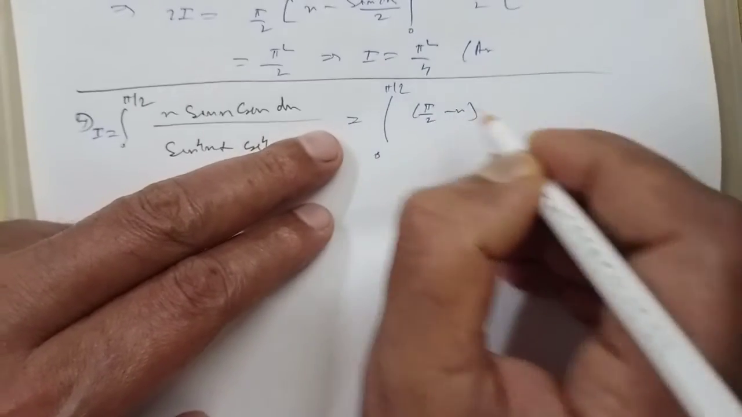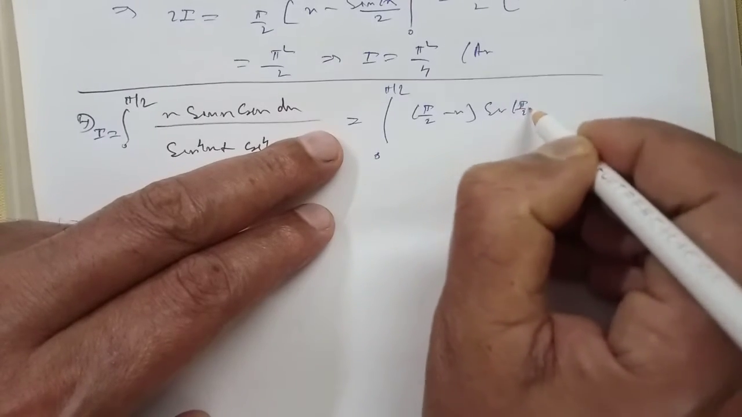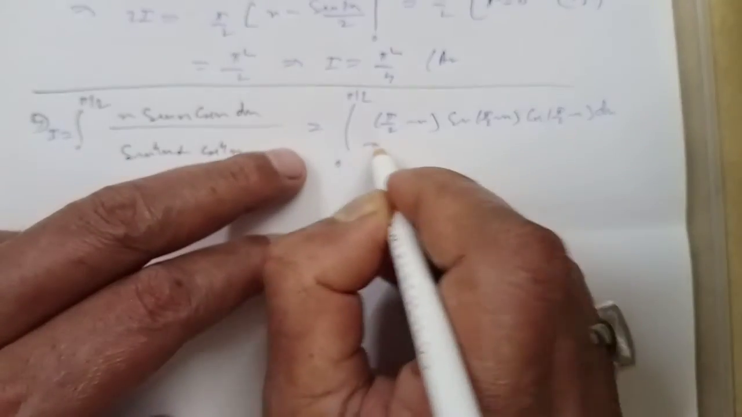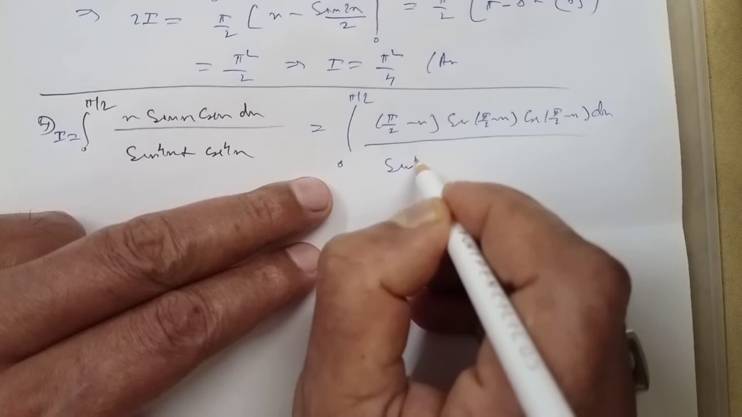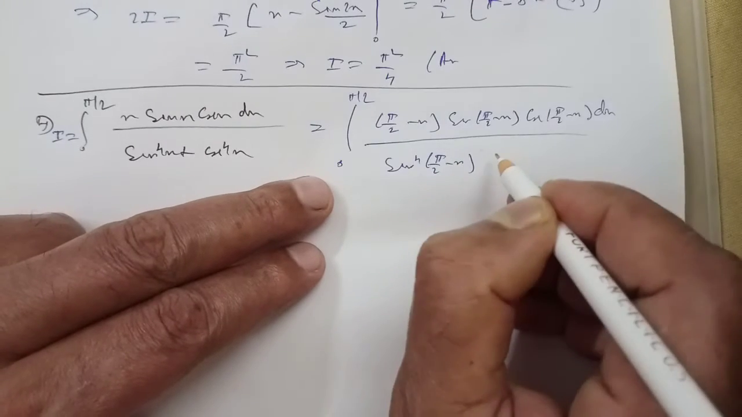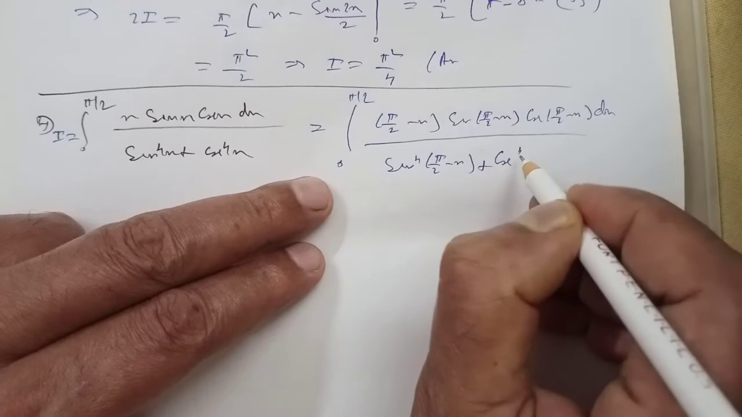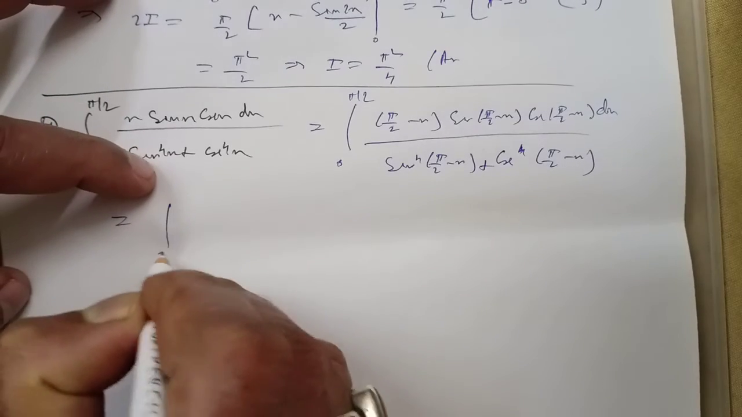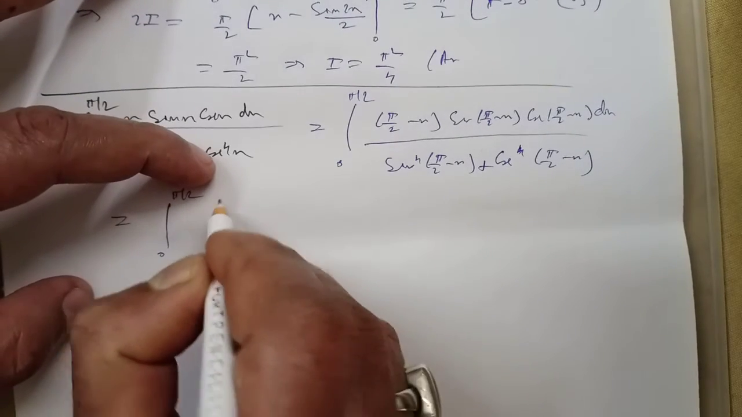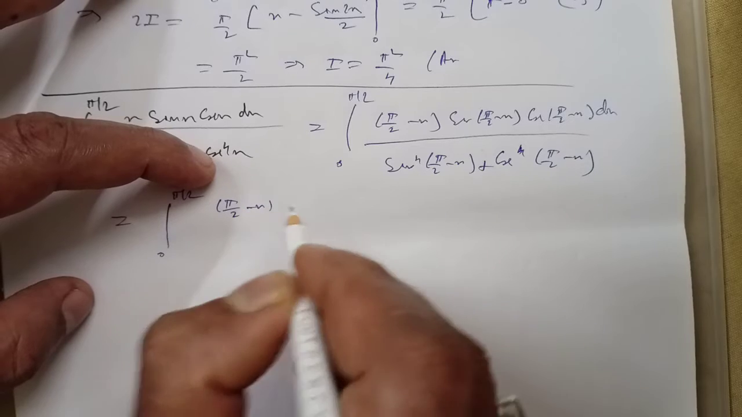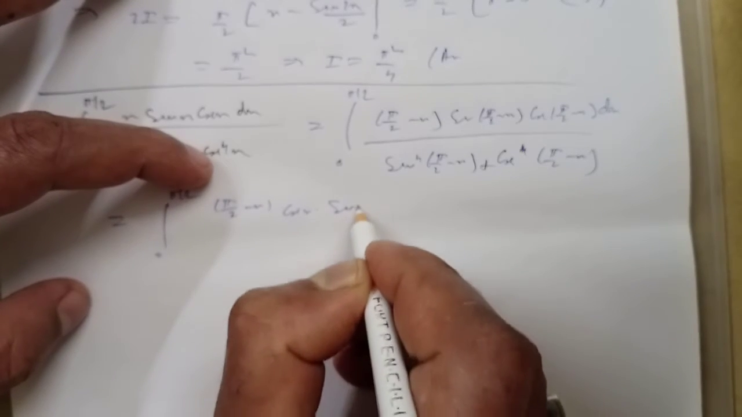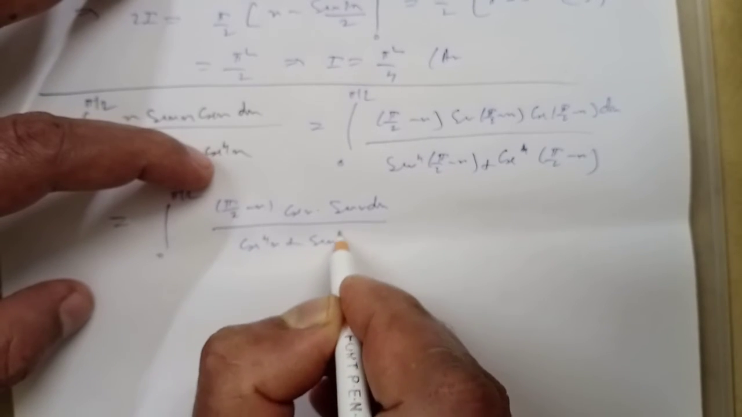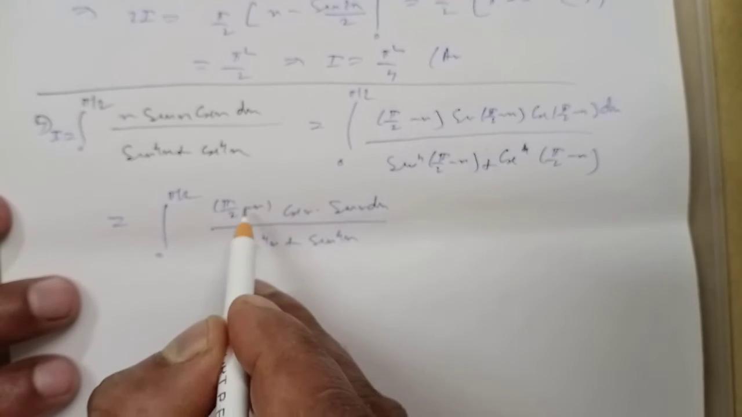We have to replace x by pi by 2 minus x: sin of pi by 2 minus x, cos of pi by 2 minus x dx, whole divided by sin to the power 4 of pi by 2 minus x plus cos to the power 4 of pi by 2 minus x. So we get 0 to pi by 2, this remains pi by 2 minus x. This is cos x, this is sin x dx, whole divided by cos to the power 4x plus sin to the power 4x. Now split it from here.